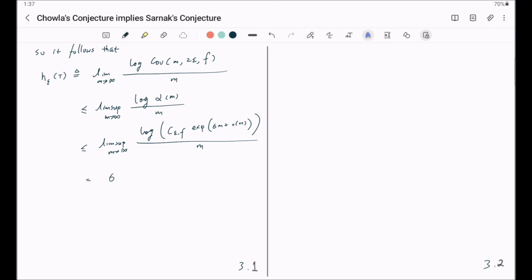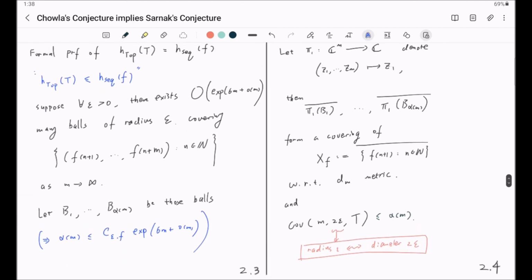And now, if you take the limit with respect to epsilon, we obtain the topological entropy of this dynamical system is bounded by sigma. And now we let this sigma approach its infimum, which yields this inequality. So this proves this direction of inequality.